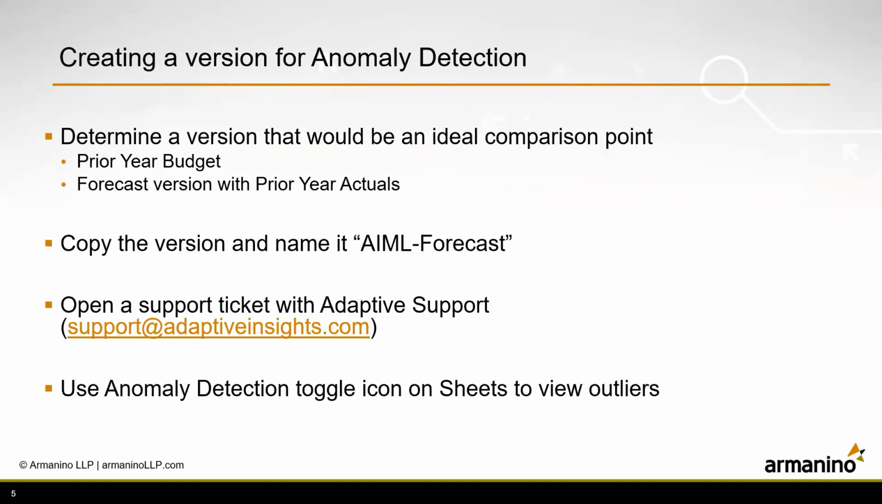AIML-forecast, save it off, and open a support ticket with Adaptive support, letting them know you would like to enable anomaly detection. They will go through the process of turning it on, and it does add another toggle icon on your sheets to turn on and off, and Adaptive will highlight in red anything that falls outside of the norm in your current version when comparing it to the AIML forecast version. So really cool and really awesome feature, but it definitely requires opening a support ticket with Adaptive to turn that feature on.